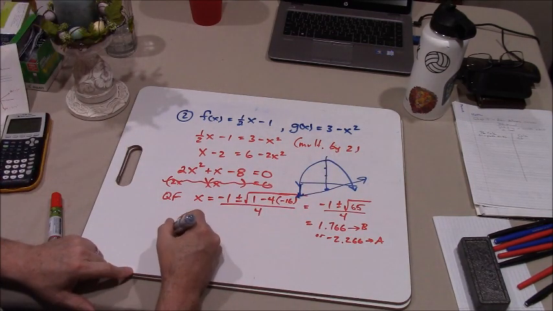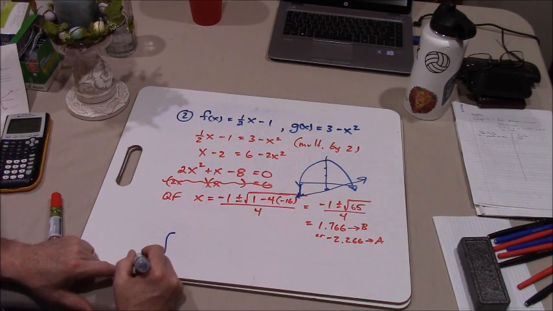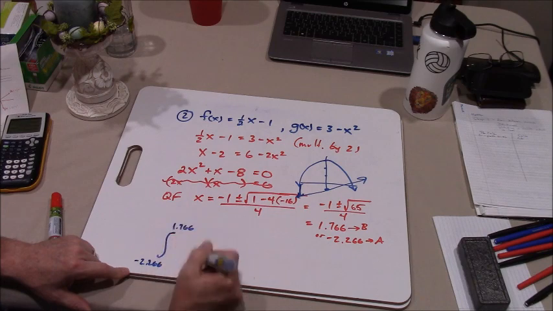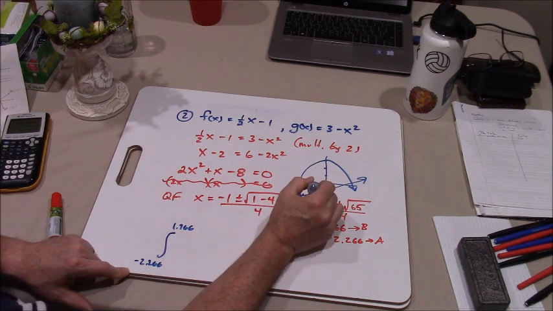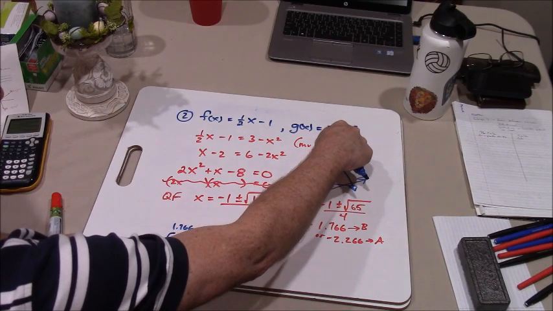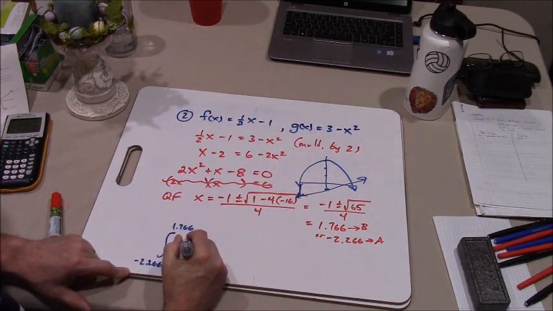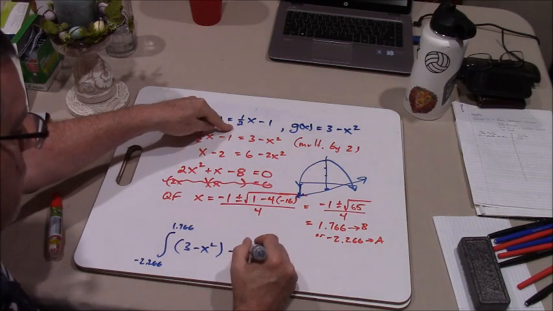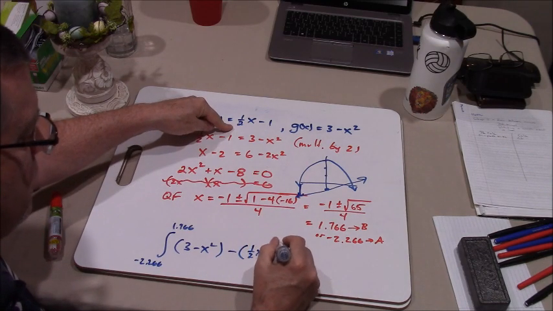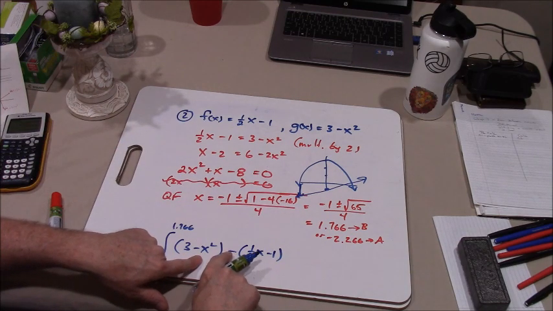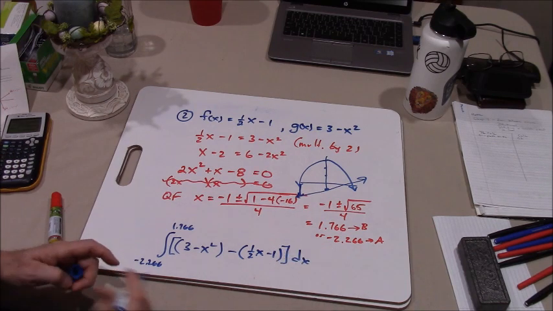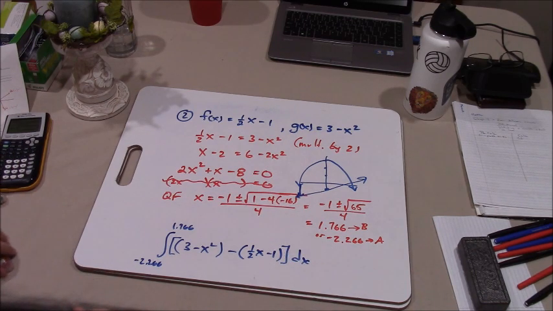Now I could set up my integral. So my integral is going to go from a negative 2.266 to 1.766. I want top curve minus bottom curve. So I want the parabola minus the line. So I've got 3 minus x squared minus this line, which is going to be 1/2 x minus 1. Remember, put each of these in parentheses so that if you have to distribute something, it gets distributed to each term. Now we just need to solve that integral.